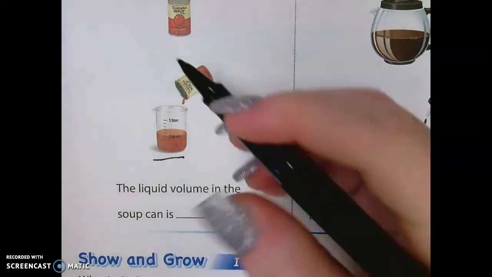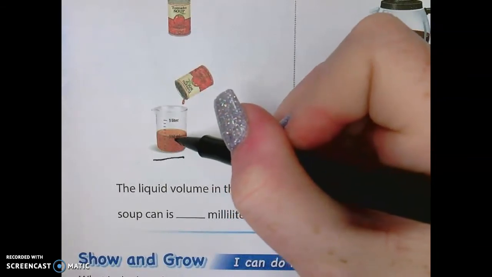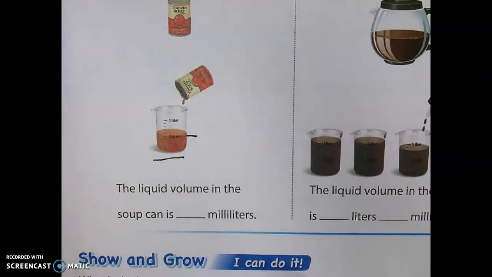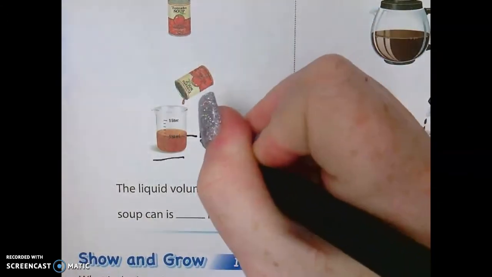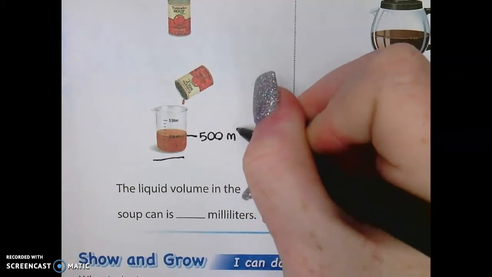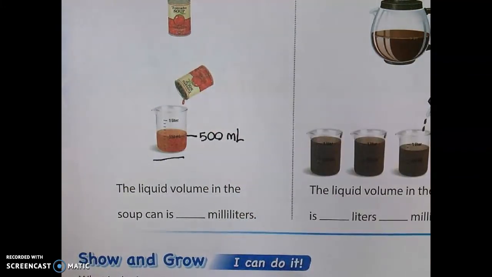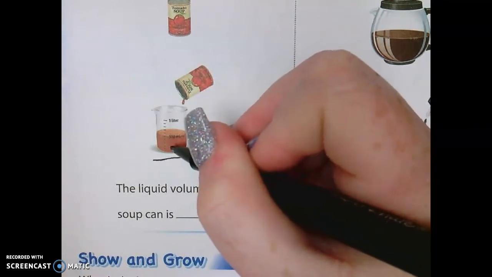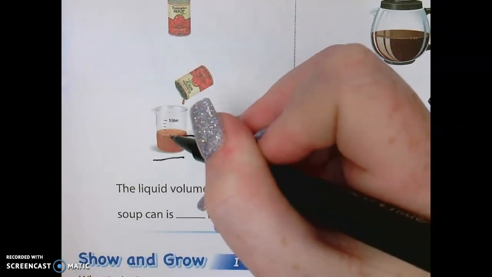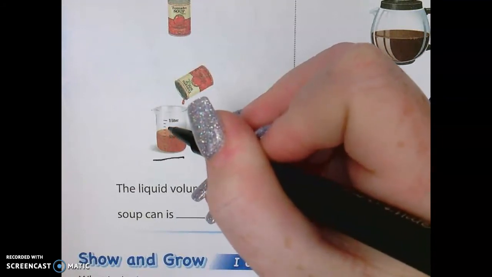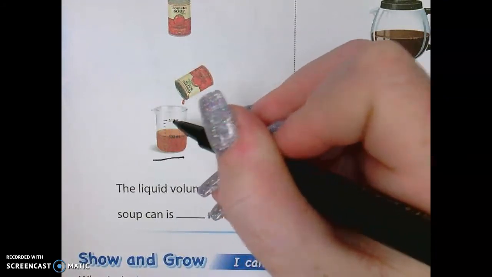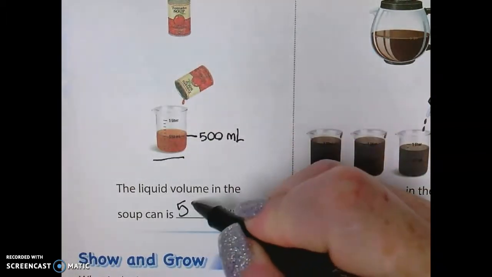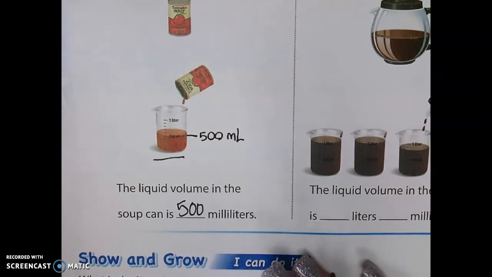All right, so we're going to look at this, and I don't know if you can see that, but I can, so I'll help you. Right there where the liquid stops, it says 500 milliliters. Okay, so each line down here is worth 100. So 100, 200, 300, 400, 500, 600, 700, 800, 900, 1 liter. Okay, so the liquid volume in the soup can is 500 milliliters.